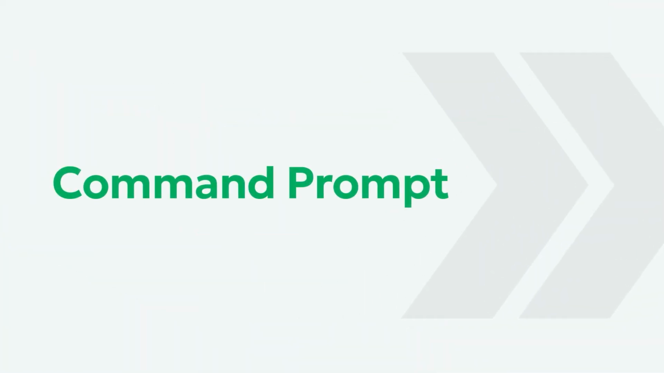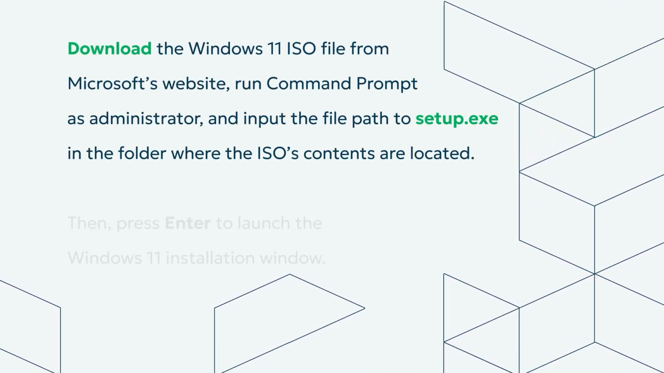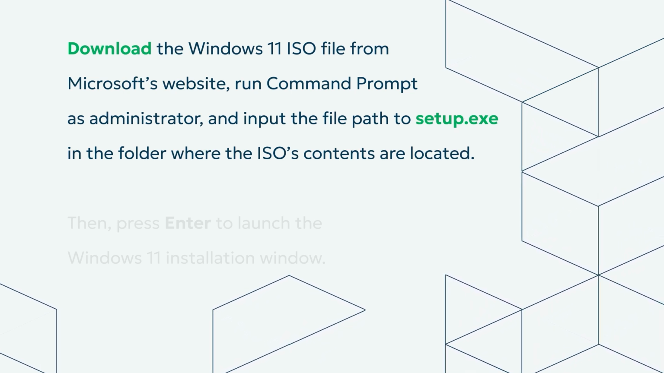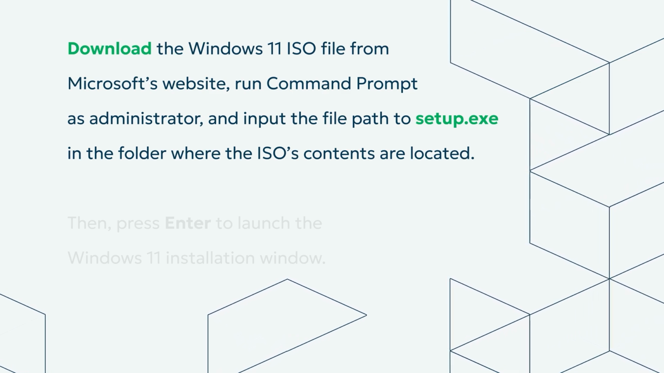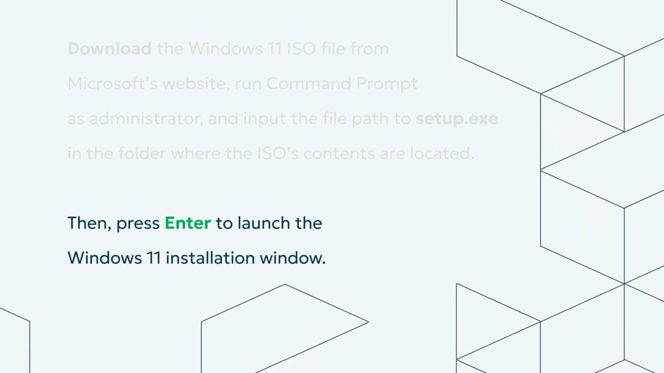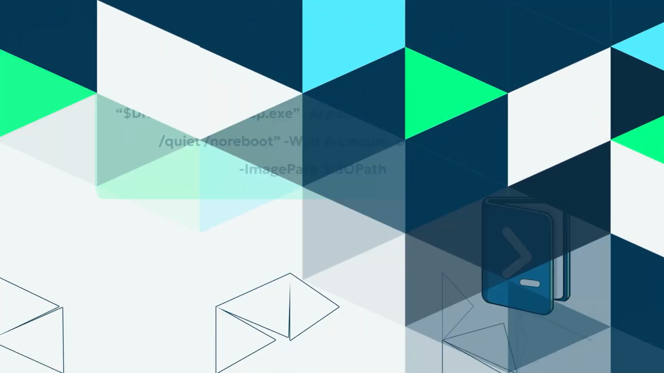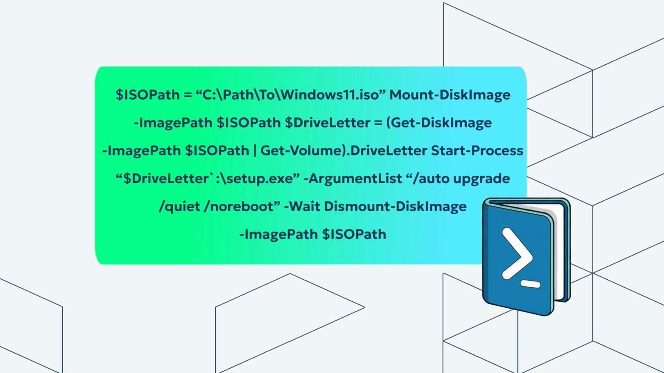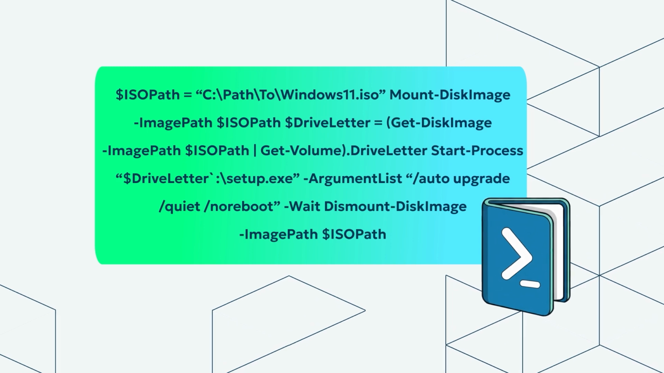Method 2. Command Prompt. Download the Windows 11 ISO file from Microsoft's website, run Command Prompt as administrator, and input the file path to setup.exe in the folder where the ISO's contents are located. Then, press Enter to launch the Windows 11 installation window. Method 3. PowerShell. Again, download the Windows 11 ISO file, run PowerShell as an administrator, and enter the following script shown on screen.